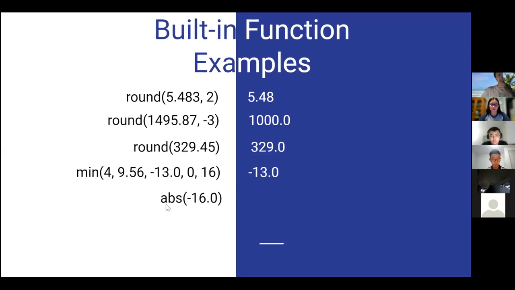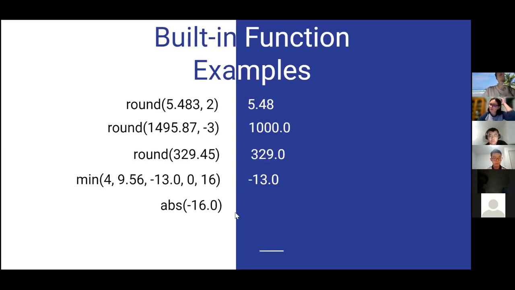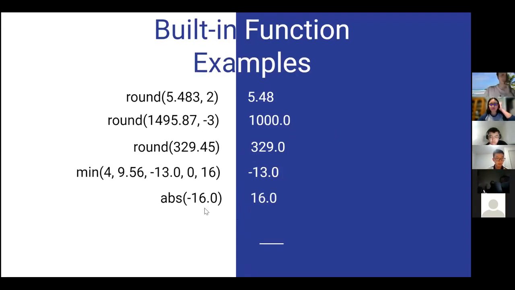What does absolute value of negative 16.0 return? 16.0, yeah, correct. It will return a float because we have a float value in there. If we just had negative 16, it would return 16. But yeah, great. Good. And finally, pow(4, 3, 5). What do you think this returns?